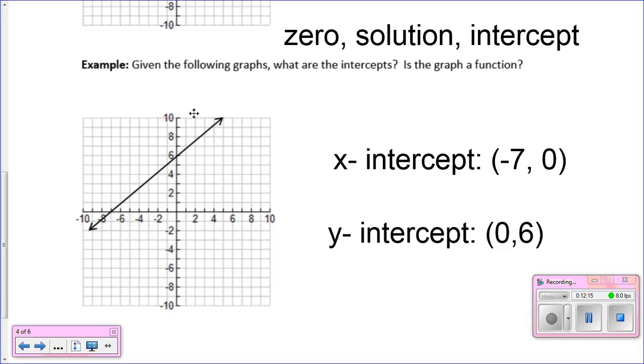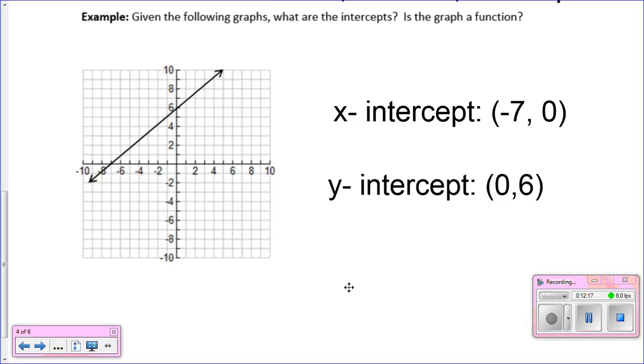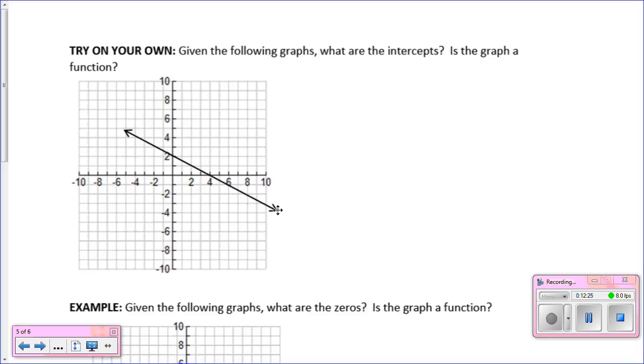Now, is this a function? Will it pass the vertical line test? Hopefully you guys recognize it, and yes, it is a function. Okay? Alright, try on your own here. You have to determine what the intercepts are, and is the graph a function. Okay? Go ahead and take a few minutes. When you come back, I'll have the answers.